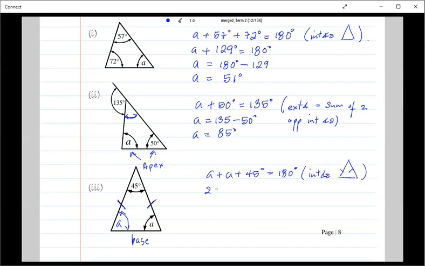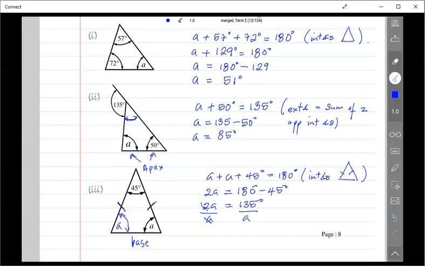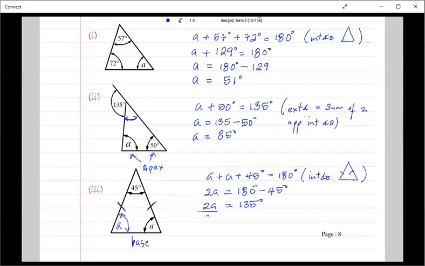2A is equal to 180 minus 45. 2A is equal to 135 degrees. Divide both sides by A. Sorry, not by A, it should be by 2. All right, that was a nice blunder. So divide both sides by 2. We get A is equal to, this would be what, 67.5 degrees. Did you get this? 67.5 degrees. Did everybody get that?